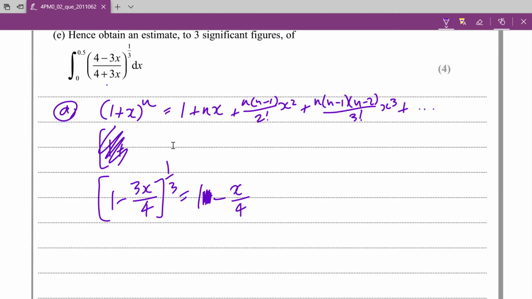And eventually, I'm pretty sure this is going to work out to minus 1 over 16. So the coefficient of this x squared term is going to be minus 1 over 16. So minus x squared divided by 16. And then finally, plus n times n minus 1 times n minus 2 divided by 3 factorial, which is just 3 times 2 times 1, which is 6.